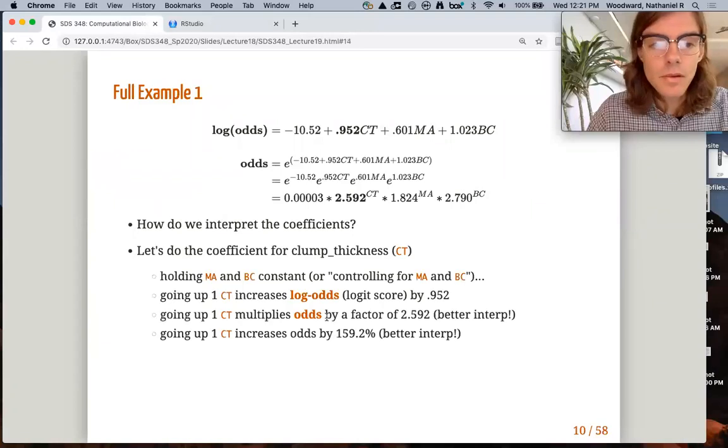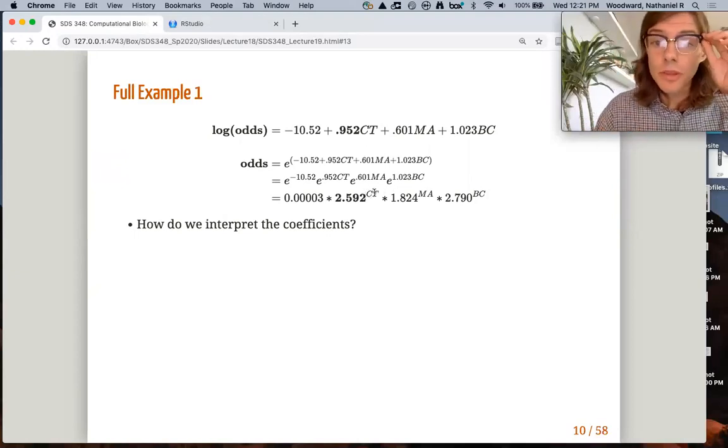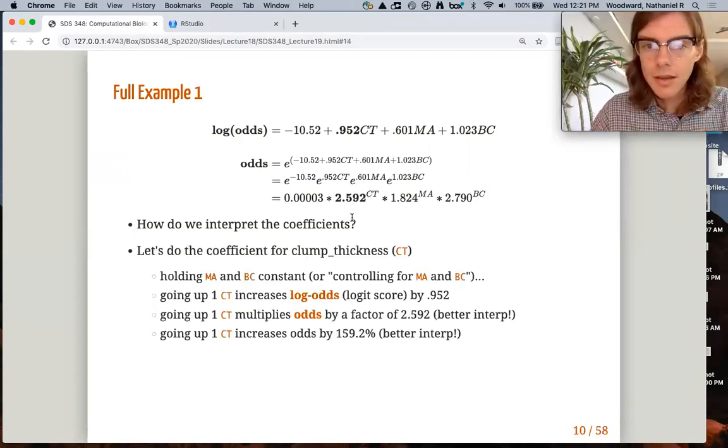Cool. So the coefficients, right? So interpreting this thing. Think about it, the model was fit with clump thickness, marginal adhesion, and bland chromatin. So there's 3 things. When you interpret this, that's controlling for marginal adhesion and bland chromatin. So for every 1 additional unit of clump thickness, that multiplies the odds of malignancy by 2.6 roughly. They go up like 160% each time you go up 1 clump thickness, right?